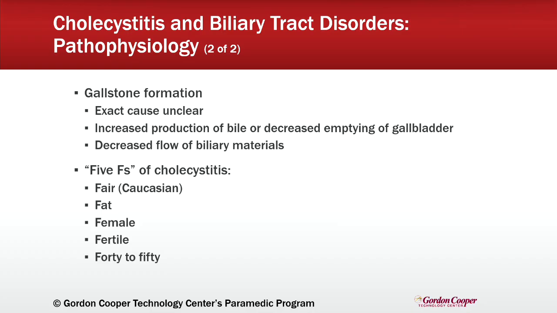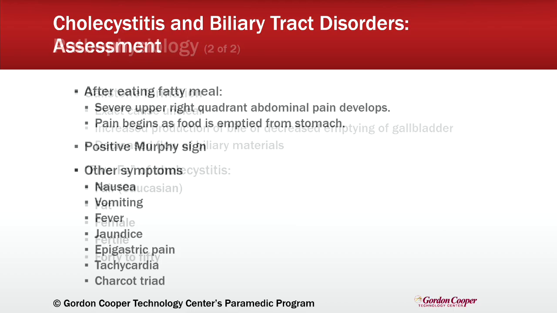The classic 5 F's of cholecystitis are fair, meaning Caucasian, fat, female, fertile, and 40 or 50 years old. Now, once again, that's not an absolute. It is entirely possible for a teenager or a non-Caucasian male to have gallbladder problems. Not typically something we're going to have to worry about differentiating or diagnosing in the field because our treatment's going to be the same.